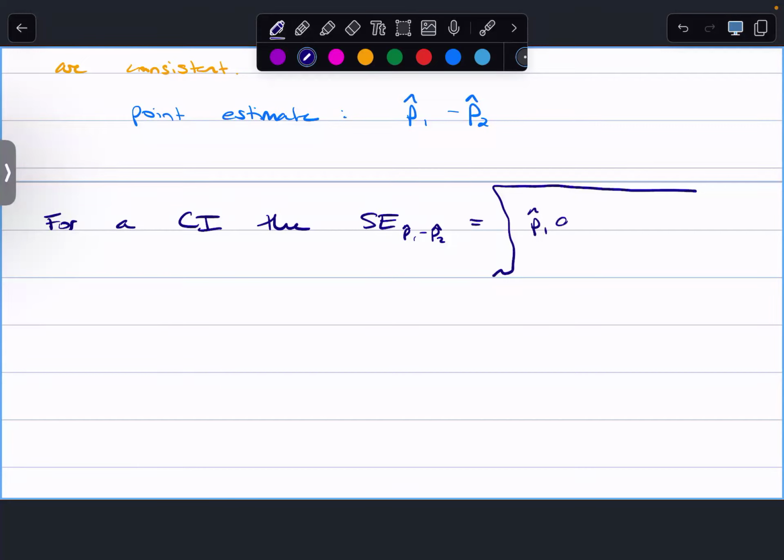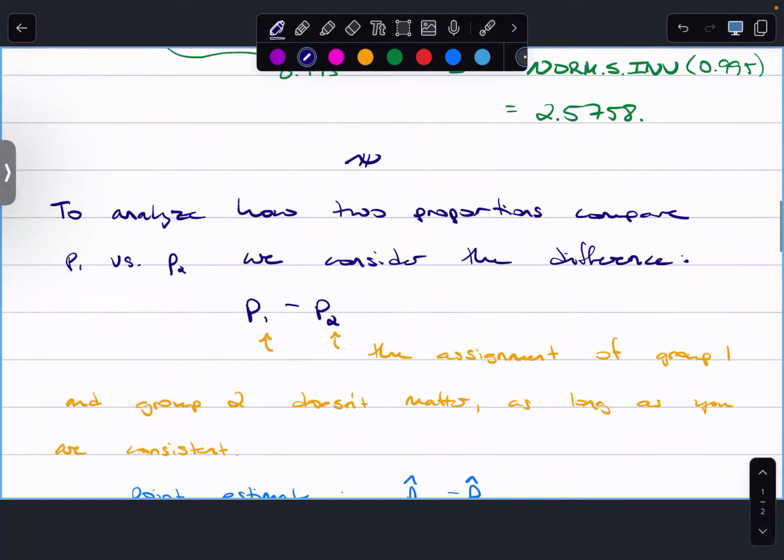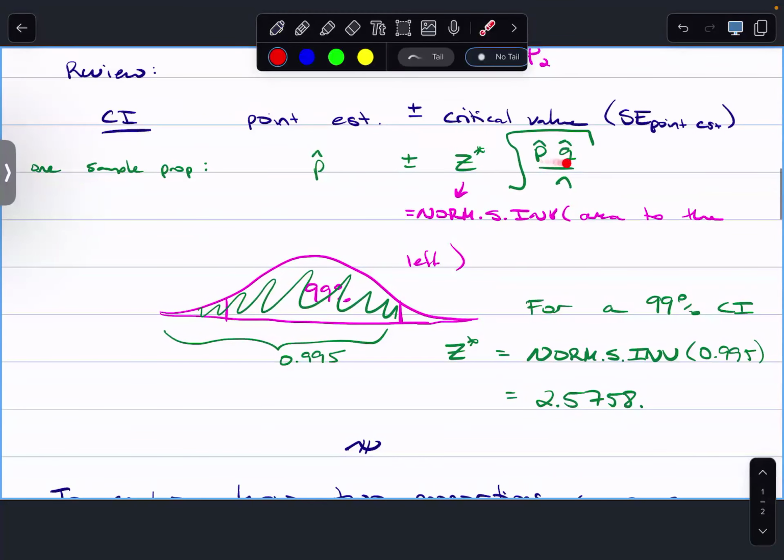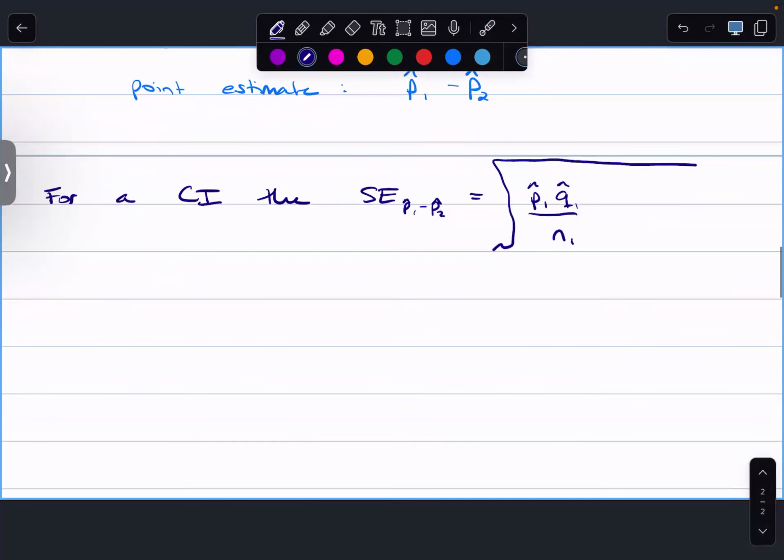P1 hat, Q1 hat over N1. Hey, that looks familiar, right? But the problem is I have information from two groups now, right? And so what happens is I need to incorporate P2 hat, Q2 hat over N2. So it makes it look a lot bigger, but not too crazy.